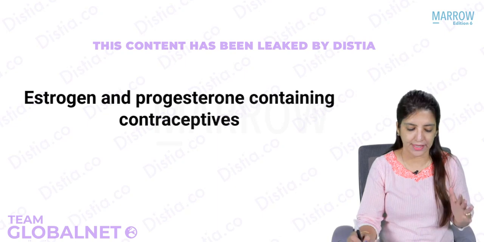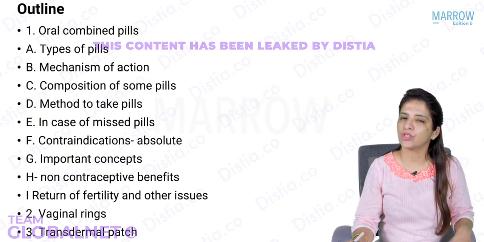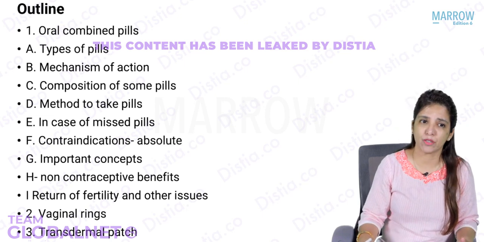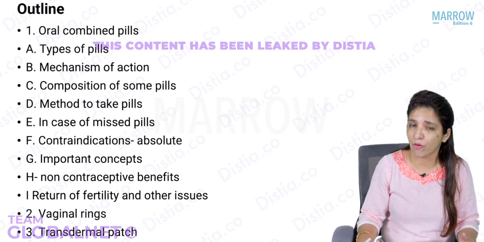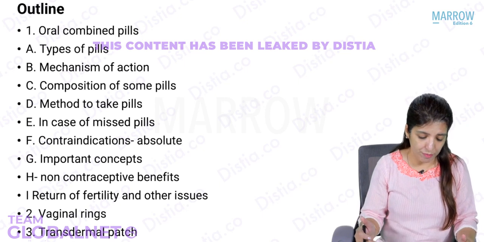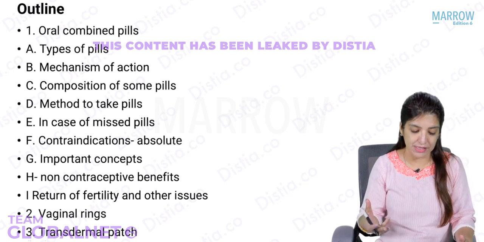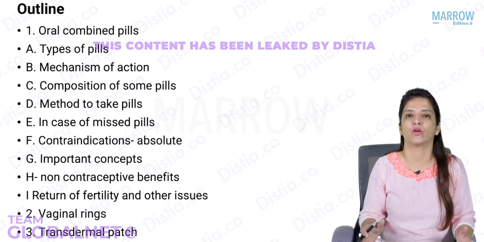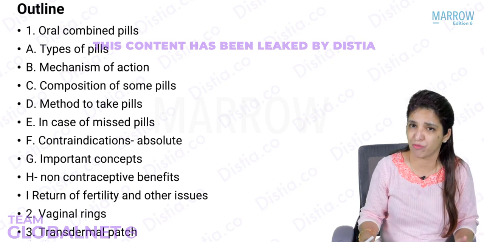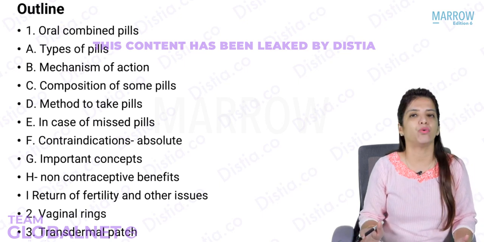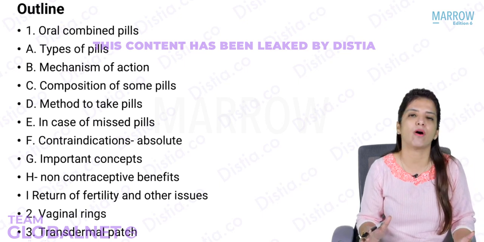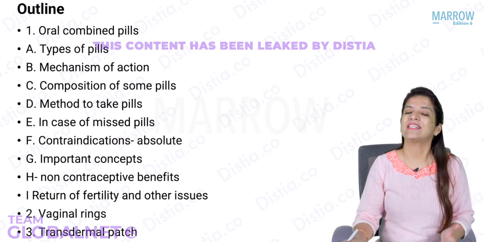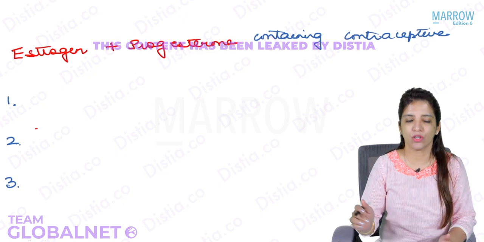In this segment of Contraception, I will be talking to you about estrogen and progesterone containing contraceptives. Majorly I will be talking about the oral combined pills, the types of pills, their mechanism of action, the composition of the pills, the method, how to take the pills, what you are going to do in case of missed pills, the contraindications, important concepts, and non-contraceptive benefits. Other than the oral combined pills, I will also be talking about vaginal rings and transdermal patch in brief. Let's start with estrogen and progesterone containing contraceptives.